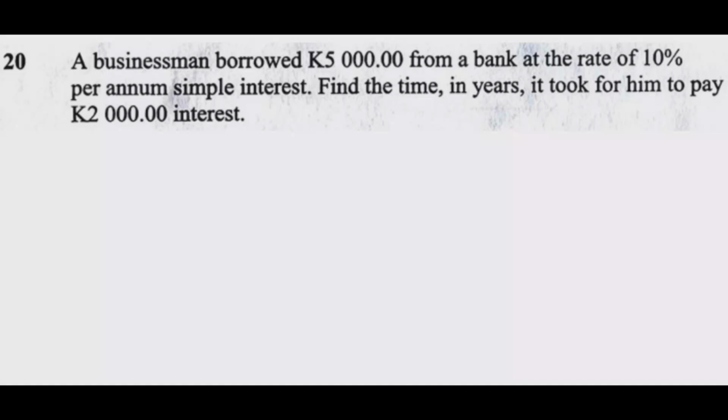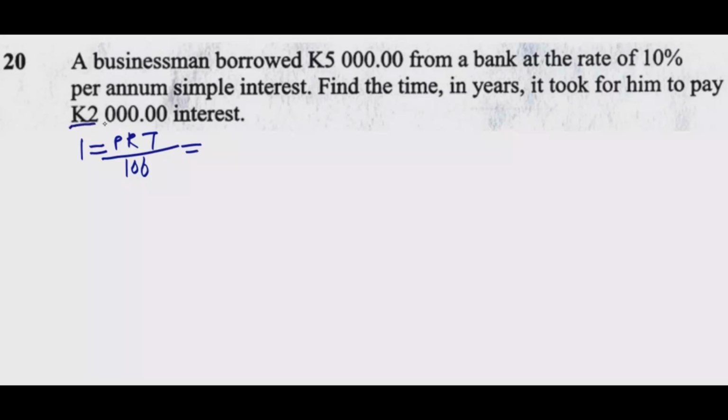So what we're going to do to solve this one, we're going to use the same formula we use for finding simple interest, which is I is equal to P, which is principal, times R, rate, times T, time, over 100. Then we replace these letters by their actual numerical values.